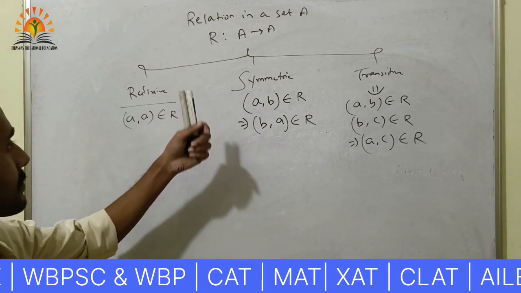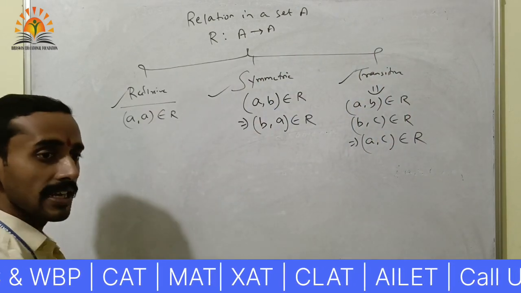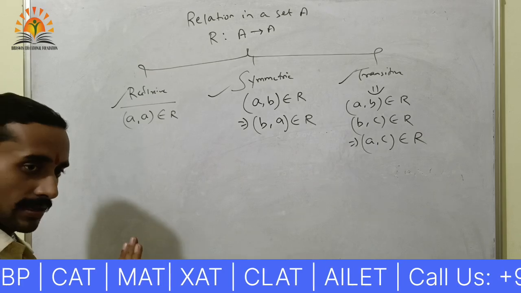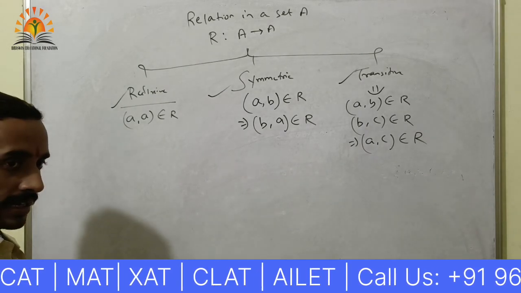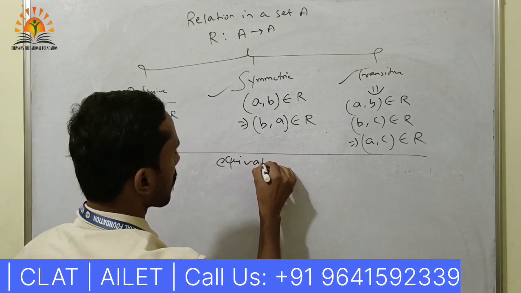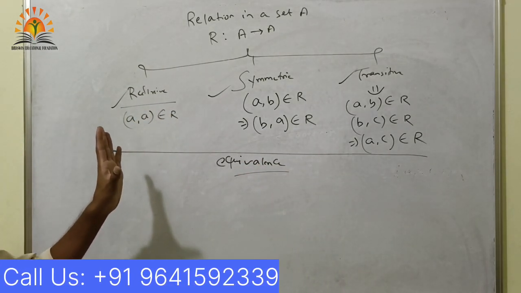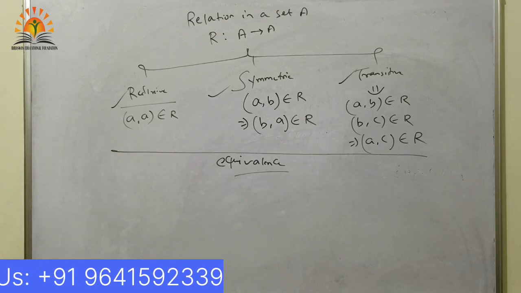Any relation which is reflexive, symmetric, and transitive is an equivalence relation. You know it. Equivalence means if it is reflexive, symmetric, and transitive, then it is known as an equivalence relation. Clear?